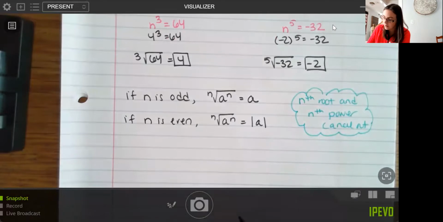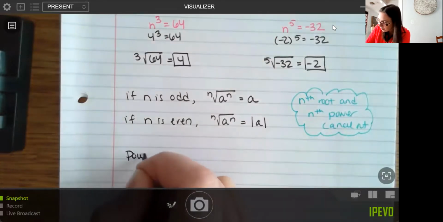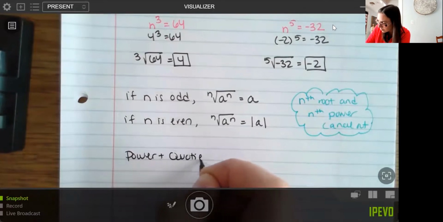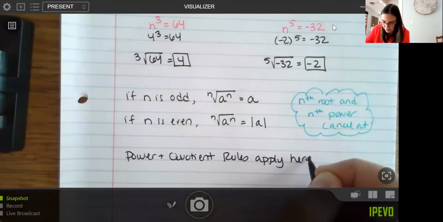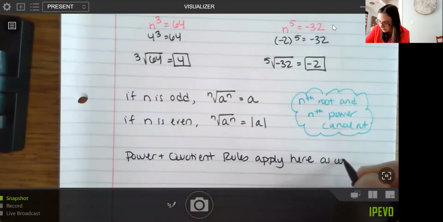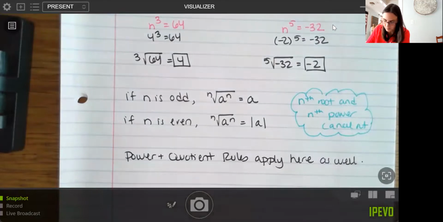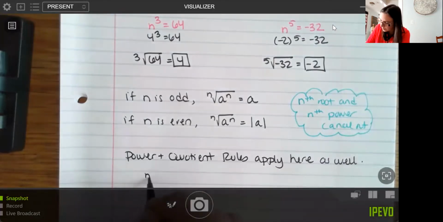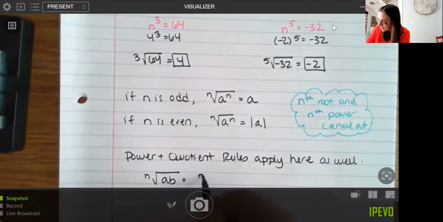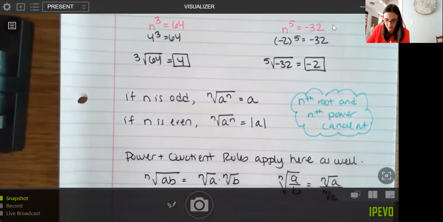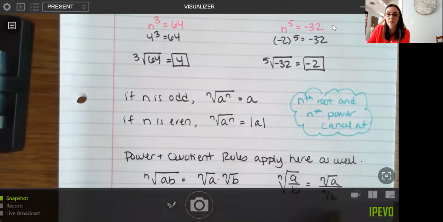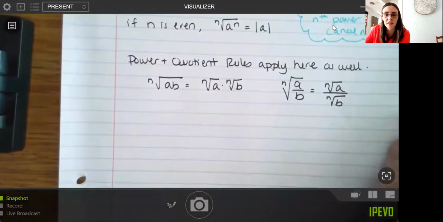The other thing we have is that the product and quotient rules apply here as well. So for instance, if you have the nth root of a times b, you can go ahead and split that or bring it back together. Or if you have the nth root of a over b, again, you can go ahead and split that or bring it back together. And of course, assuming here that b is not 0 in this denominator.